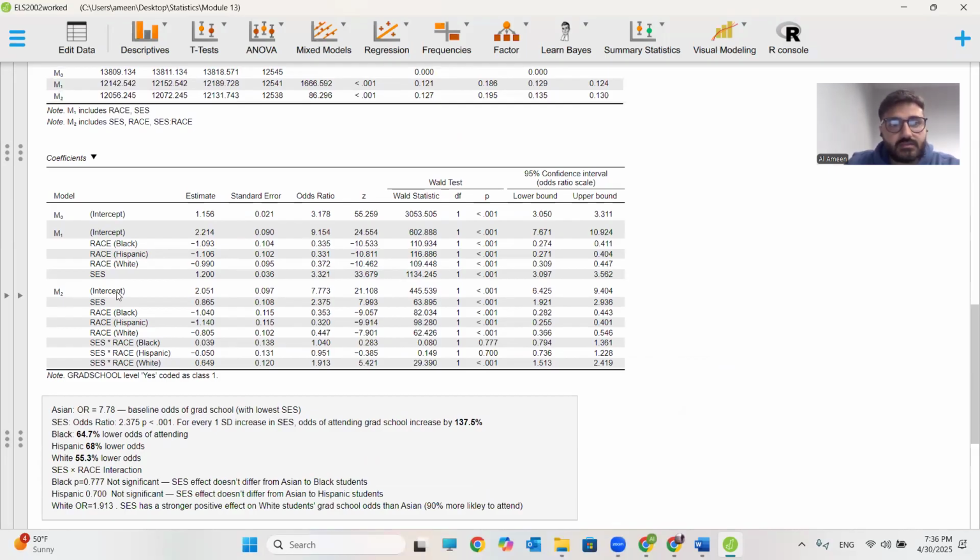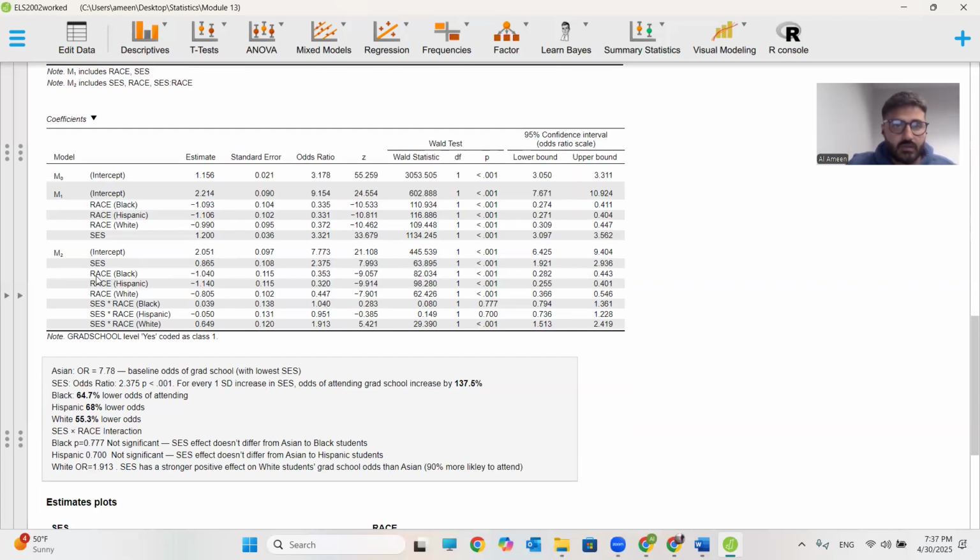So the intercept in this case is going to be Asians, and they have a baseline odds ratio of 7.7. It's pretty high chances if you are Asian, you're probably going to be attending a grad school. Then if we look at SES, the odds ratio is 2.3, so basically each one standard deviation increase in the SES means that you're 137% more likely to attend a grad school.